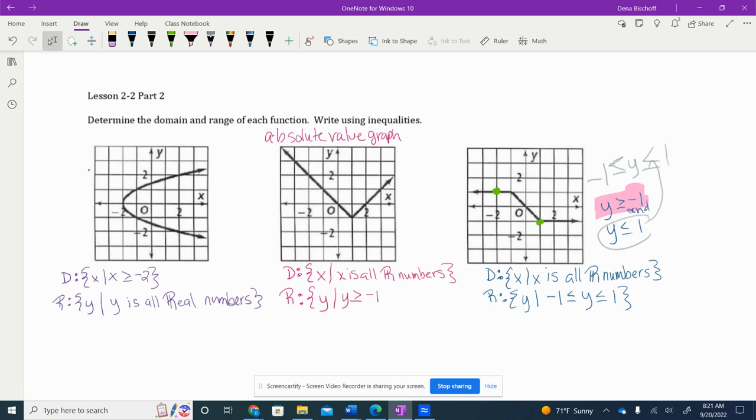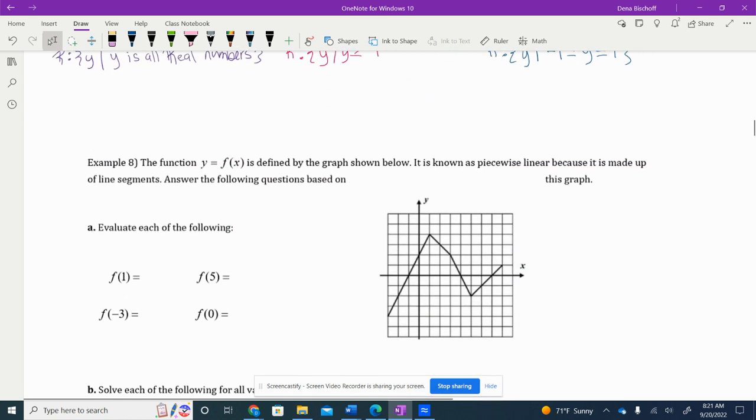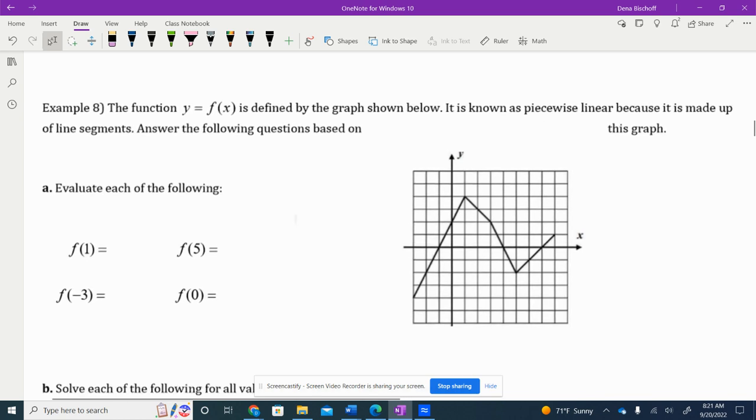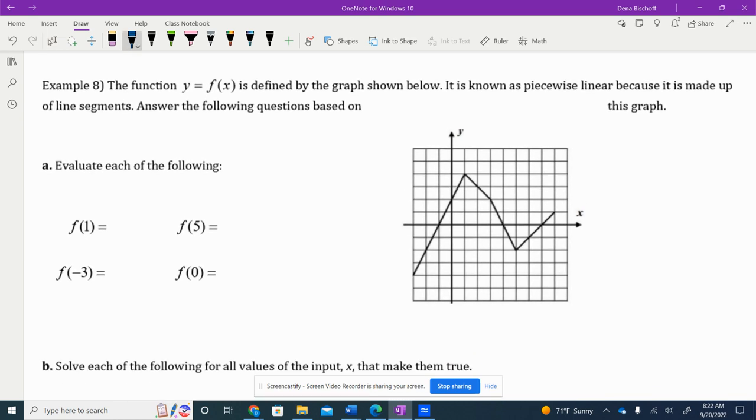So that's domain and range. Now let's do some evaluating of functions. The function right here is the function f of x in the graph. It's not a linear function because it's not one straight line. It's called a piecewise linear function because it's straight lines, but they're in chunks or pieces. That's why it's called piecewise, okay? It's a bunch of little straight lines in pieces hooked together.